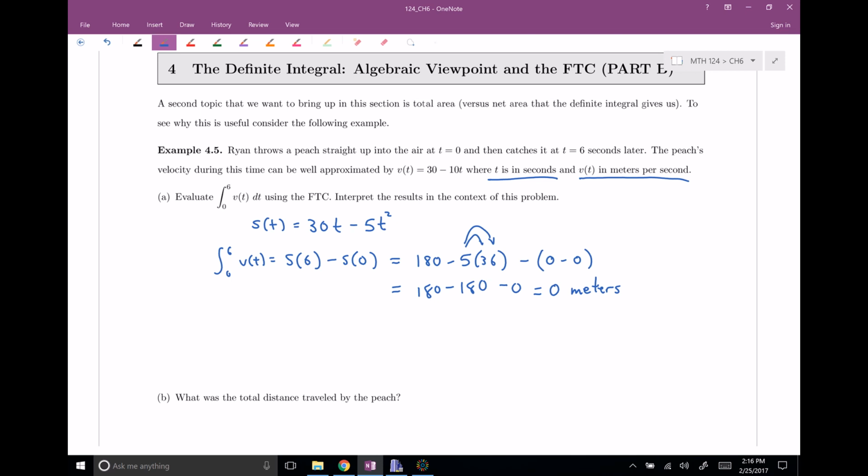So the displacement, you can think, I take a peach, I throw it straight up, it comes back straight down, and then I catch it. How much has it really changed? Well, it is saying that it's been displaced 0 meters. It really hasn't changed, it hasn't moved at all, it hasn't been displaced. But in reality, it's moved quite a lot. I threw it up, it traveled a bunch, and then it came back down. So this is the difference between net area versus total area.